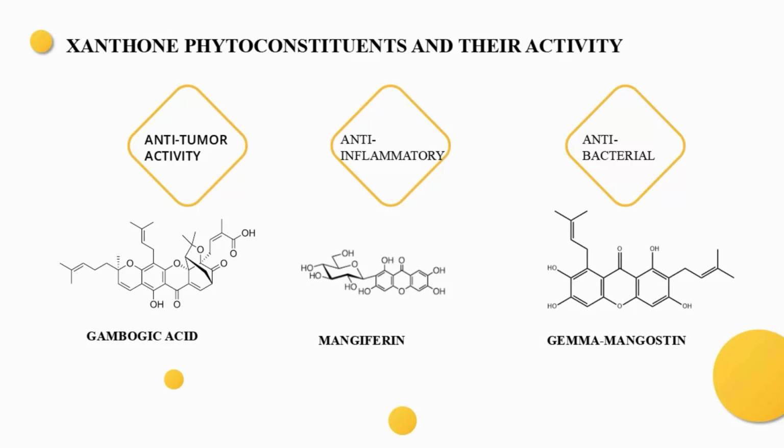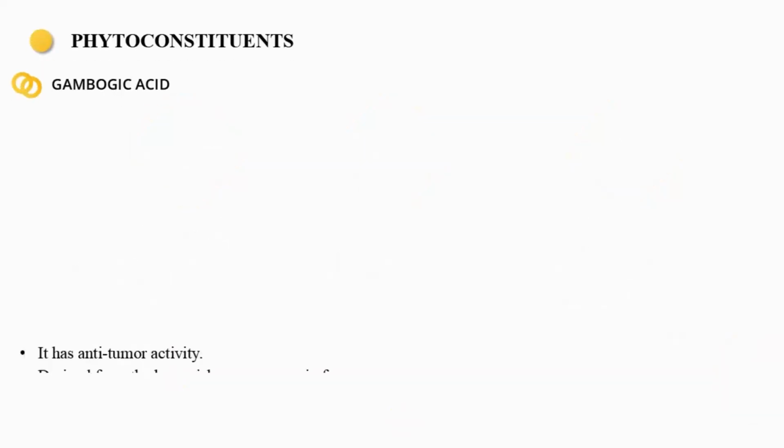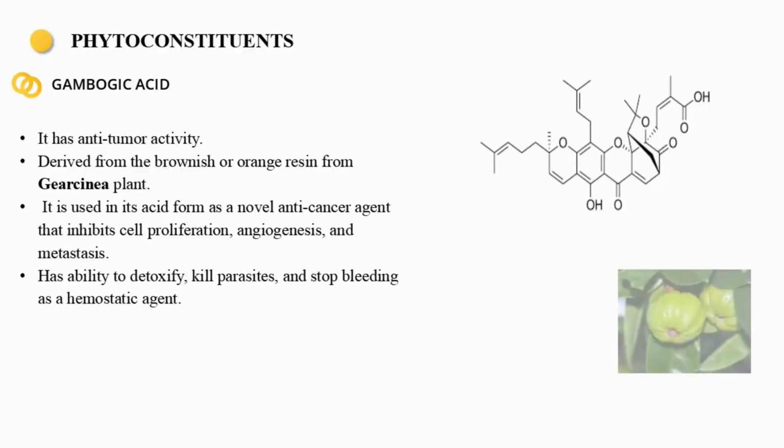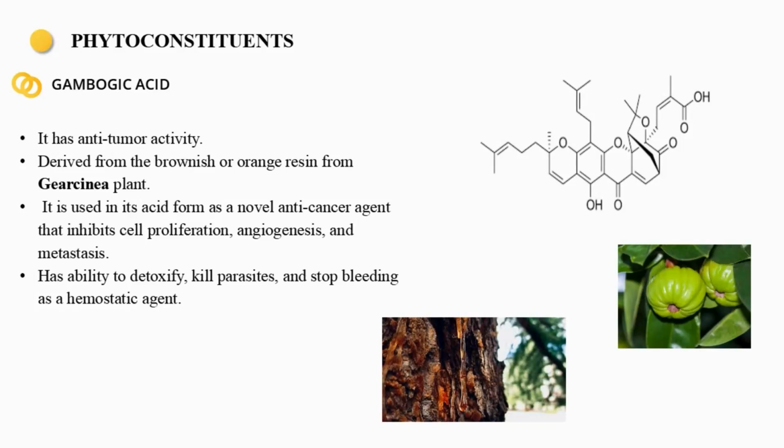Now we see the sources of these molecules as well as their other pharmacological applications. The first molecule is gambogic acid. Gambogic acid is derived from the brownish or orange resin from the Garcinia plant. It is used in its acid form as a novel anti-cancer agent that inhibits cell proliferation, angiogenesis, and metastasis, with the ability to detoxify, kill parasites, and stop bleeding as a hemostatic agent.